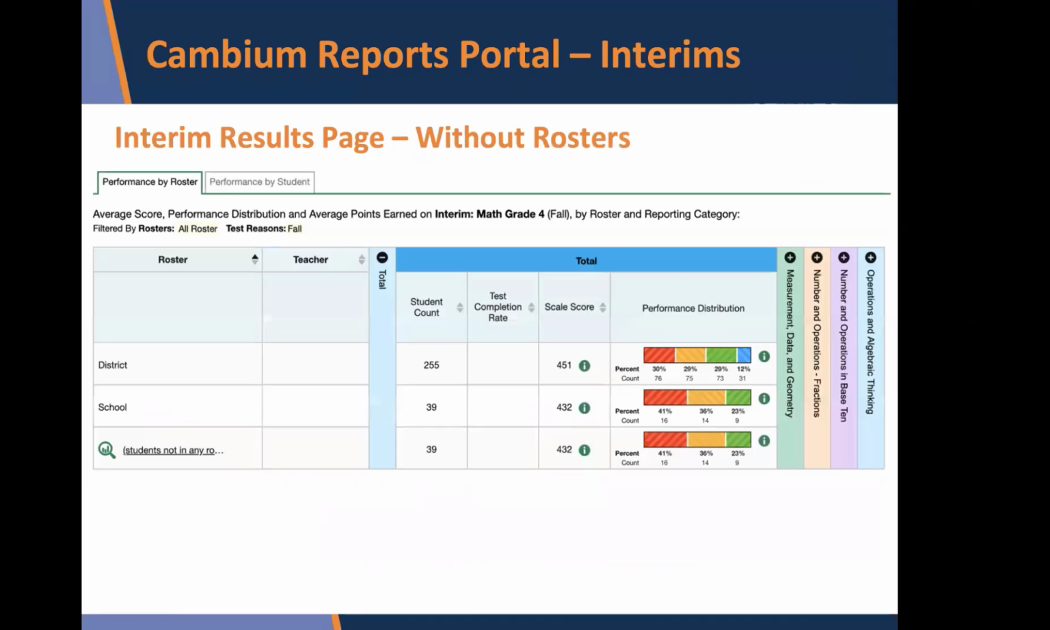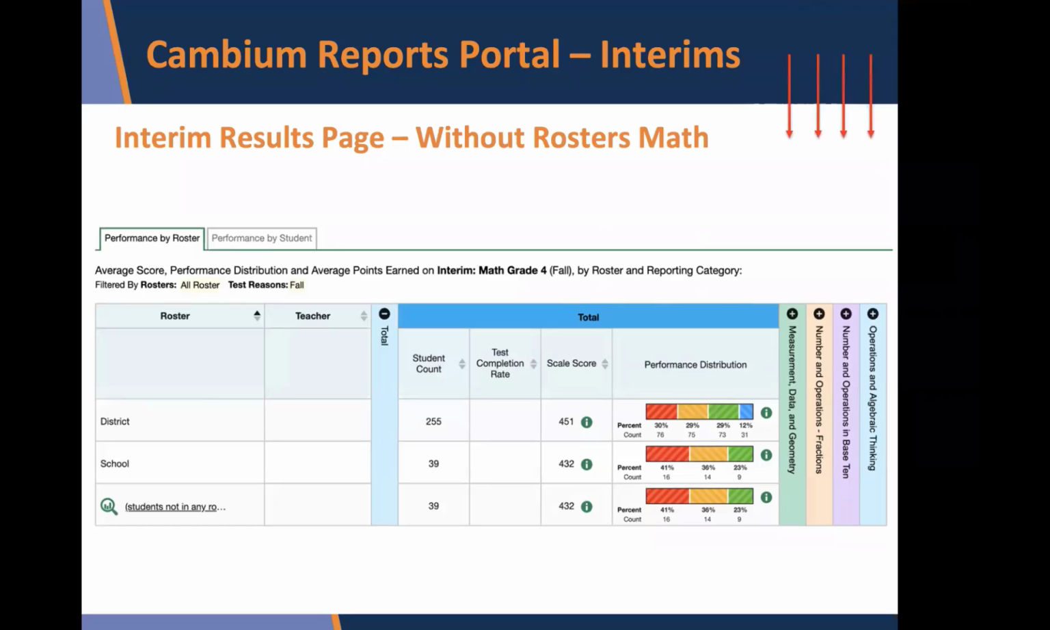So without rosters, this is what it looks like. You would have your district and your school, and here all the students would be listed in one area rather than by specific classroom or specific section, depending on what grade level you teach. So this is performance by roster. If I go in, I can see here, there's 39 students, right?